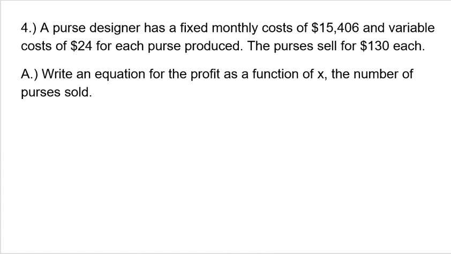So this means in any given month, the cost to produce the purse is going to cost them $15,406 in fixed costs. That might be to pay their employees, to pay for the lease on a warehouse where they make the purses. Maybe that's to pay for the supplies, whatever, right? There's a lot that goes into making purses. And then again, it also costs $24 for each purse produced. Again, purses contain leather, metal, zippers, whatever. You get the idea. And the purses sell for $130. All right, so write an equation for the profit as a function of X.